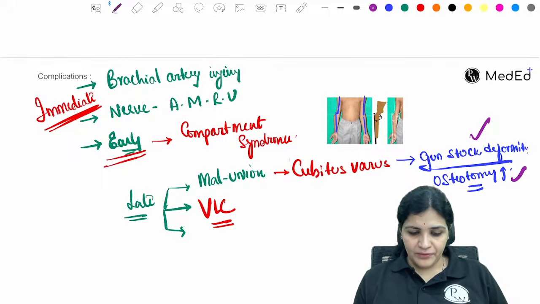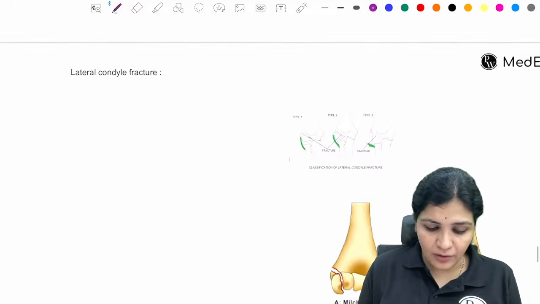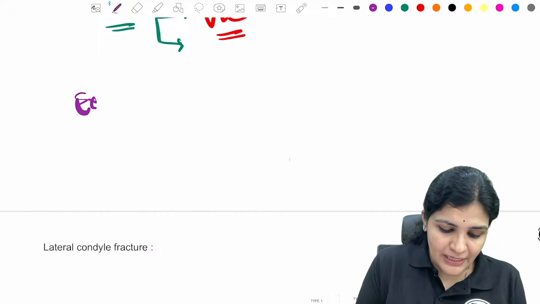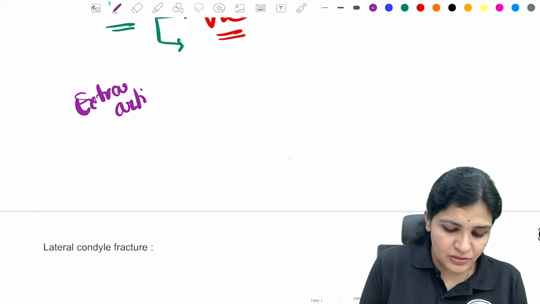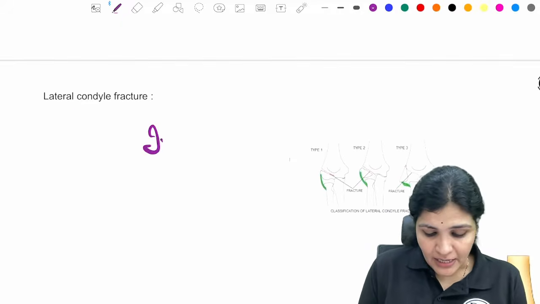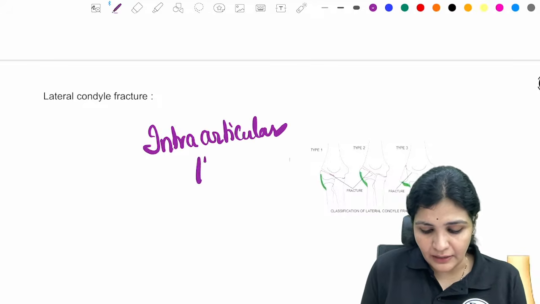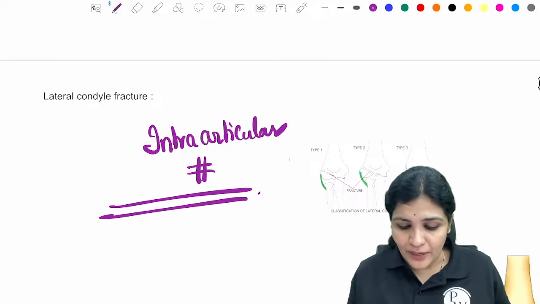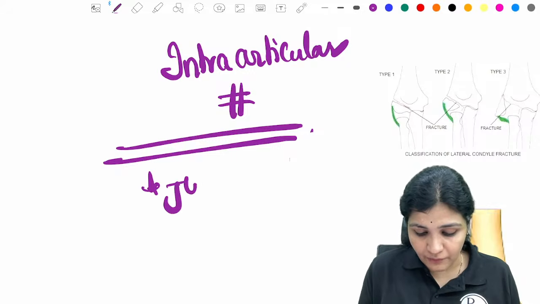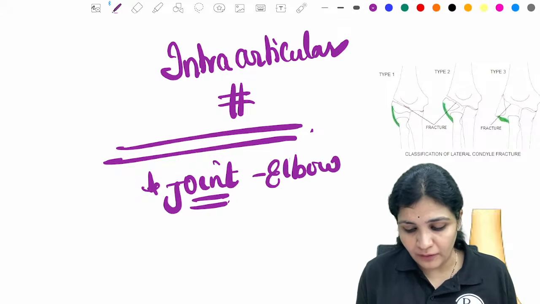Okay. So that completes your supracondylar fracture humerus, and then comes the lateral condylar fracture. Talking about the supracondylar, I told you this is an extra articular fracture, right? But when it comes to lateral condylar fracture, it is an intra articular fracture, right? When it is called an intra articular fracture, that means it is involving the joint. So the elbow joint is also involved in it.